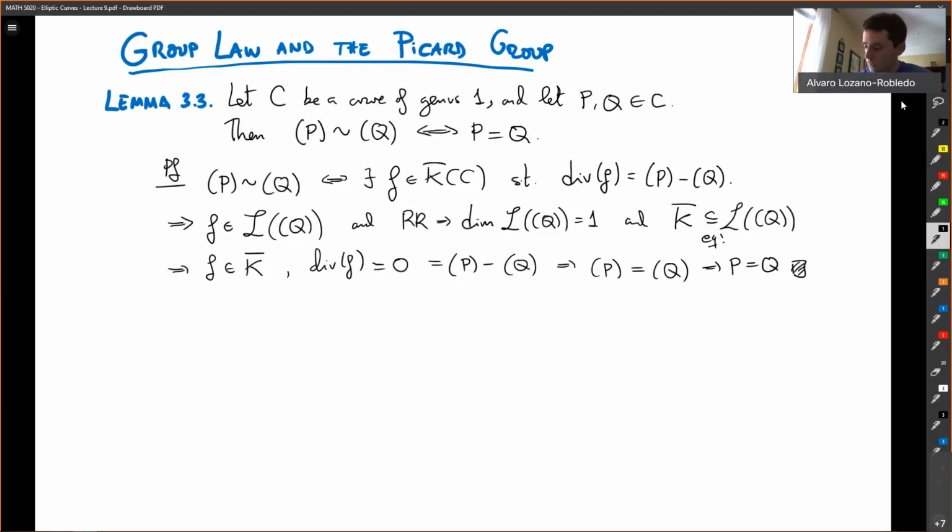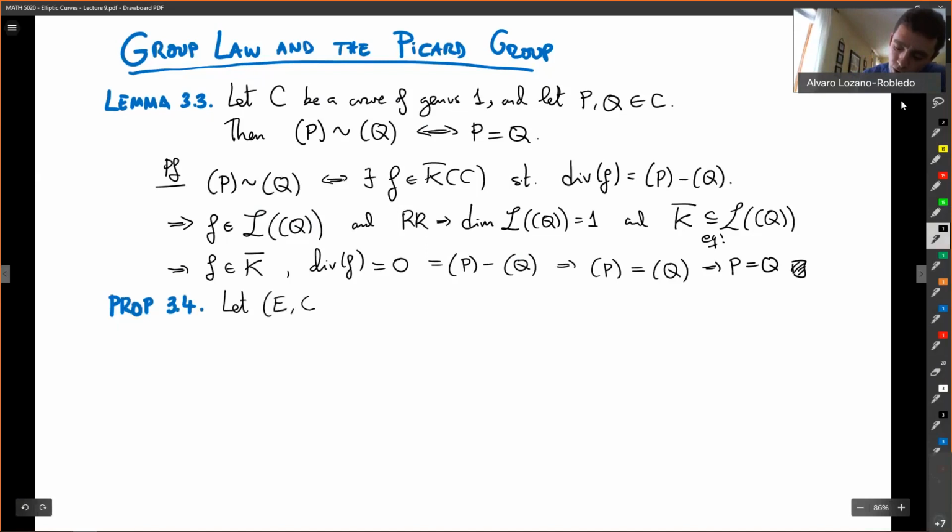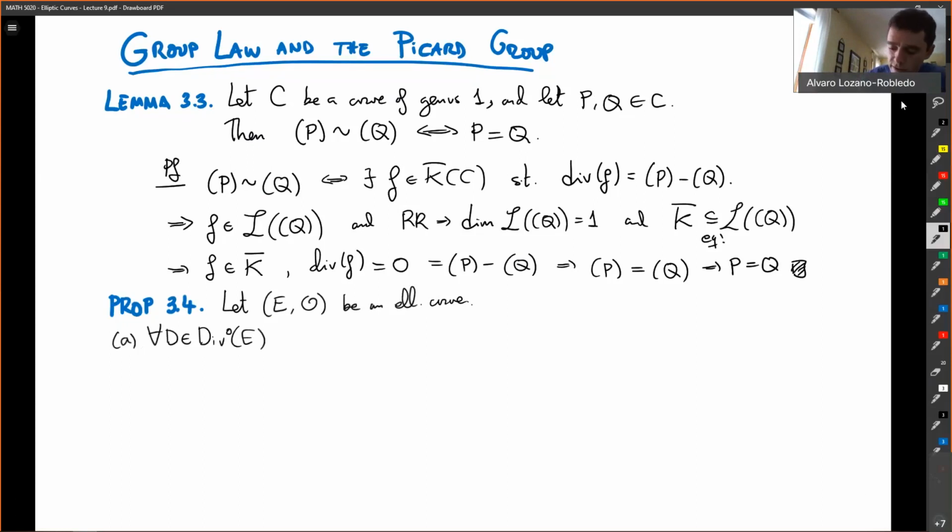Okay, then we're ready to prove what we are actually very interested in, which is the following. So this is now proposition 3.4, which is the key to using the Picard group for the elliptic curve group law. So let E with a point O be an elliptic curve. Then, first of all, A: for all divisors of degree zero on E, there is a unique point P on E such that the divisor is equivalent to P minus O.